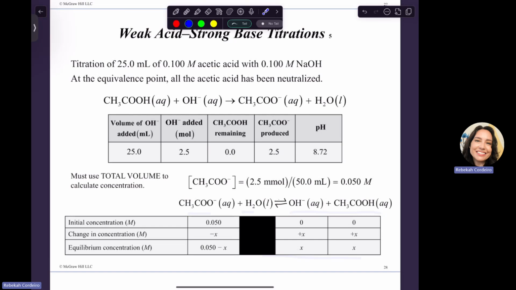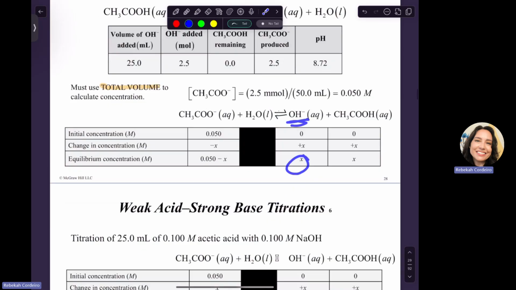Remember, we need the concentration, so we have to look at the new total volume. Yes, we started with 25. We titrated 25, but how much of this NaOH do we have? 25. So 25 plus 25 is 50, the new total volume. And then we'll do our thing, and we can find our OH concentration. Once we have OH, we can find our pOH and subtract from 14.